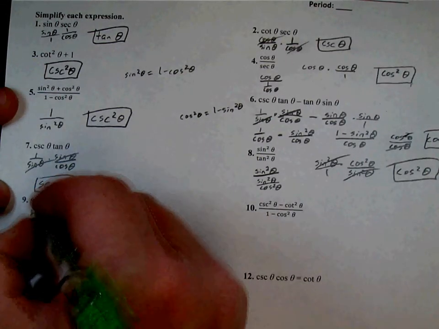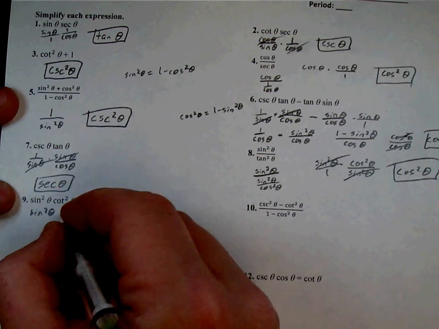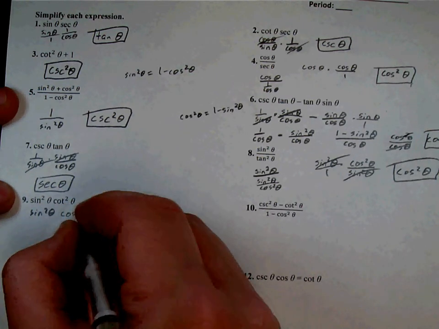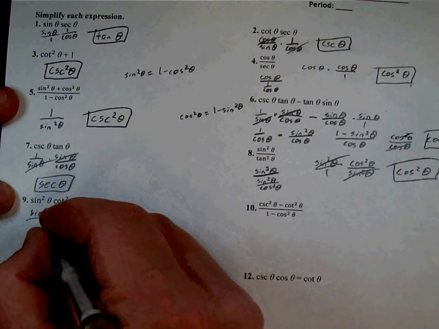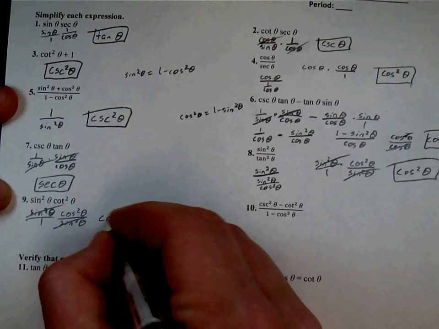Number 9, sine squared of theta, and then I can write cotangent squared as cosine squared of theta over sine squared of theta. Sine squareds cancel, leaving me with cosine squared of theta again.